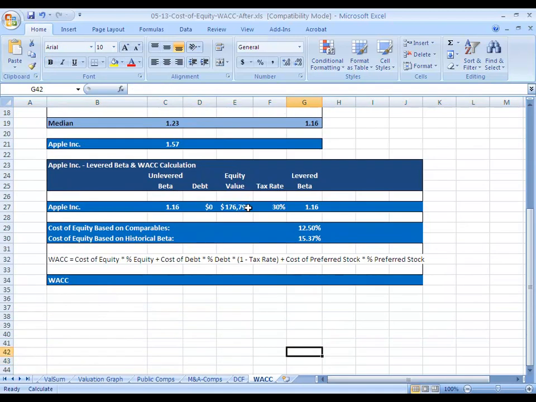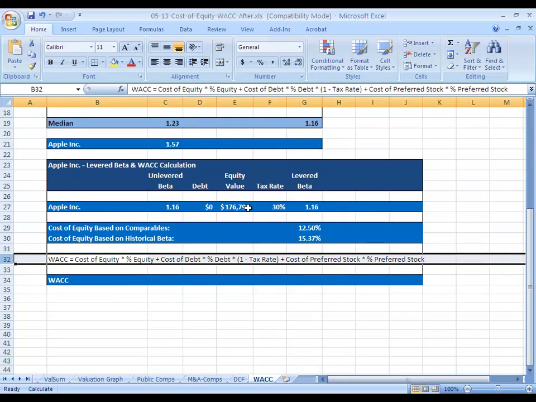So the actual WACC formula here is no mystery. It's simply what you see right here. Cost of equity times the percent of equity in the company's capital structure plus cost of debt times the percent debt in the company's capital structure times 1 minus the tax rate plus cost of preferred stock times the percent preferred stock in the company's capital structure. In this case, we know Apple has no debt and no preferred stock, so those last two parts don't even really matter. Nevertheless, I'm going to go through the entire calculation here and show you in Excel how we actually make this calculation for WACC.